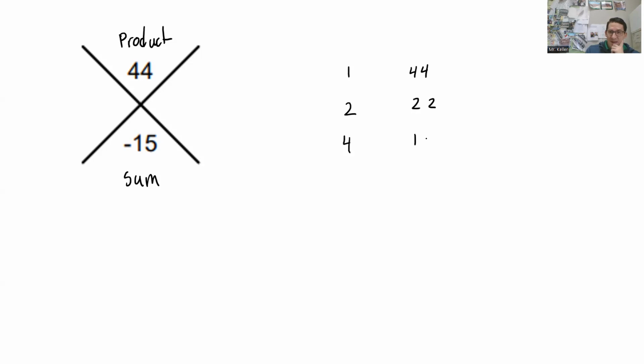4 times 11. 5 doesn't, 6 doesn't divide it, 7. I think this is going to be it though. So 4 plus 11, that is 15, but we need it to be negative 15. So how do we get that? These both need to be negative. So if we do this, negative 4 plus negative 11, that comes out to negative 15. But a negative 4 times a negative 11, a negative times a negative is a positive. So we can have negatives in here.